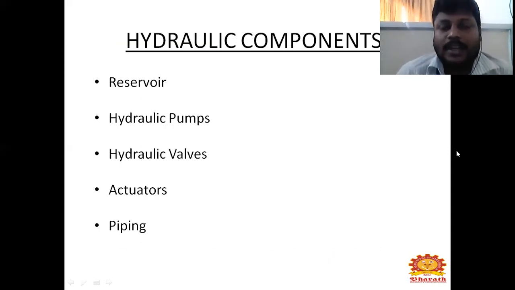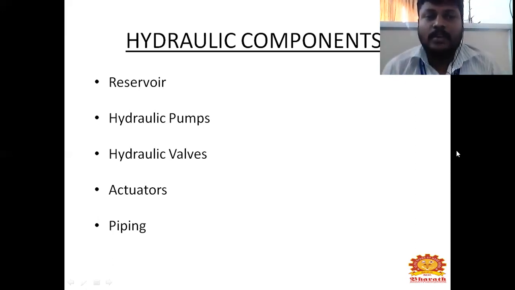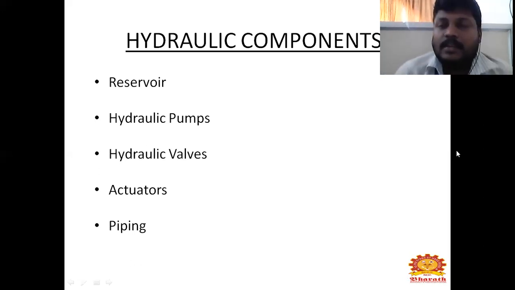Next one is hydraulic components. In hydraulic components, we will be seeing a reservoir. It is a storage tank for hydraulic fluid, where we will be pressurizing the fluid and storing it according to our requirement. That is a reservoir. Next one is the hydraulic pumps. In hydraulic pumps, there are n number of classifications. Mainly, we classify them as vane pump, gear pump, and piston pump. There are n number of types in vane pump, gear pump, and piston pumps.